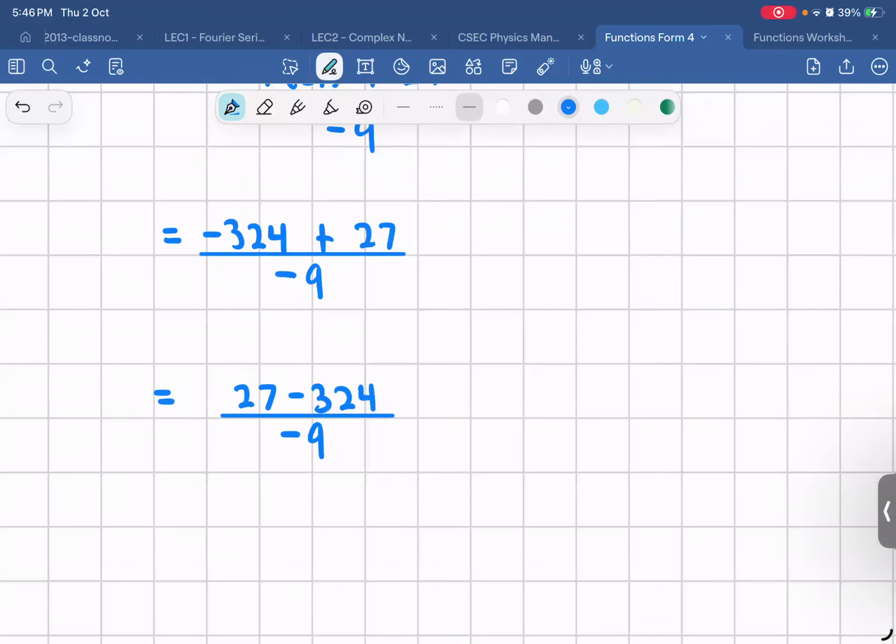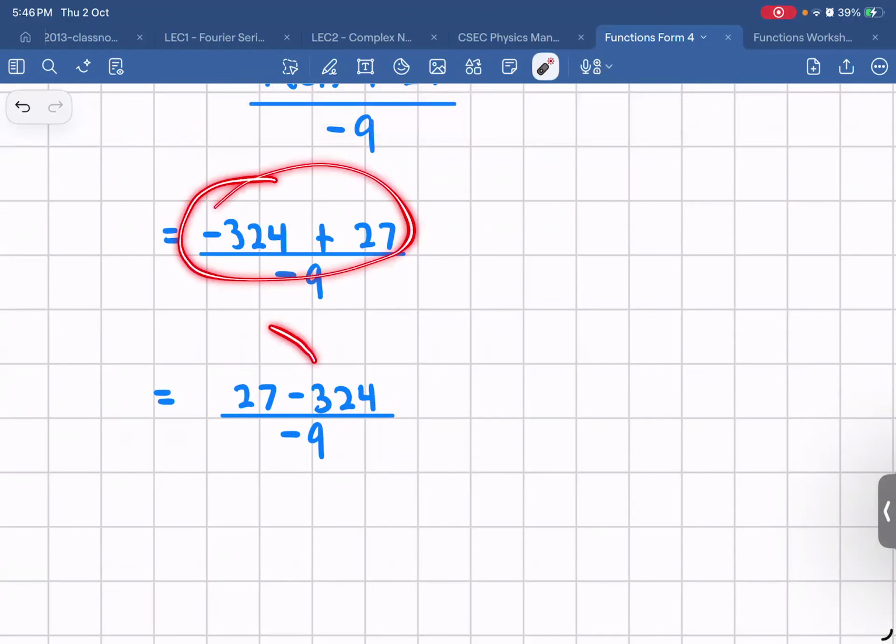Right? Does that confuse anybody, or do you understand that? This is the same thing as this. I didn't change anything. This is still positive 27, and this is still negative 324. But you're probably more accustomed to it in that form.